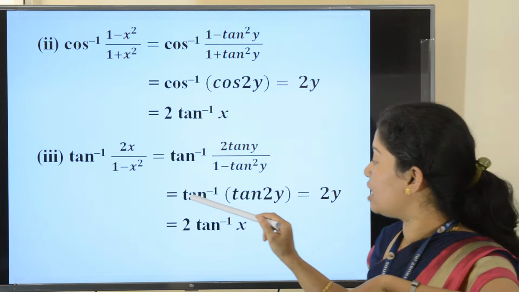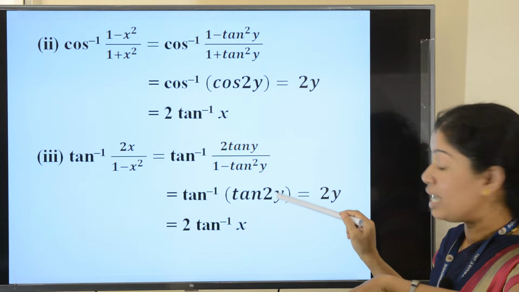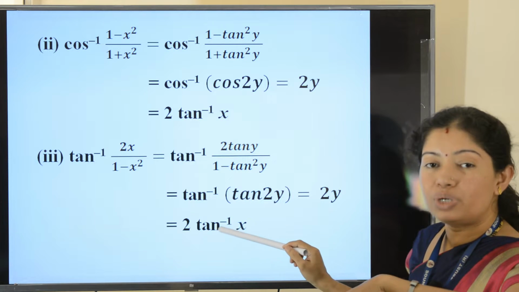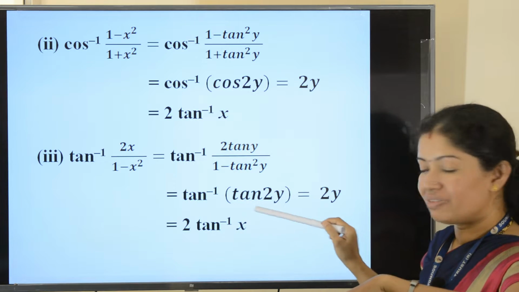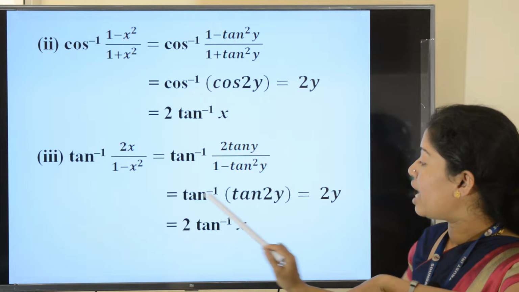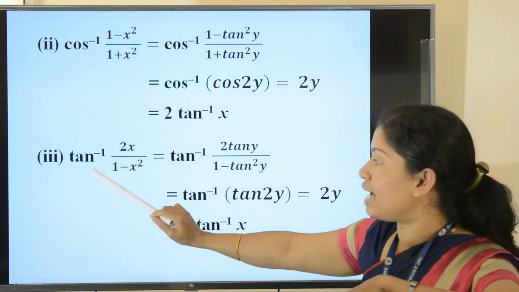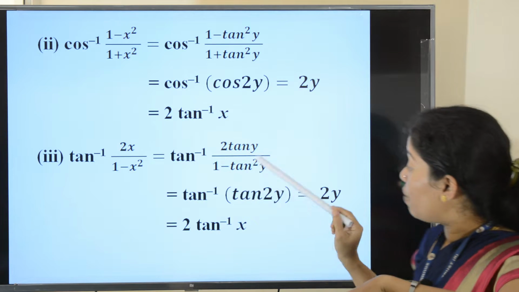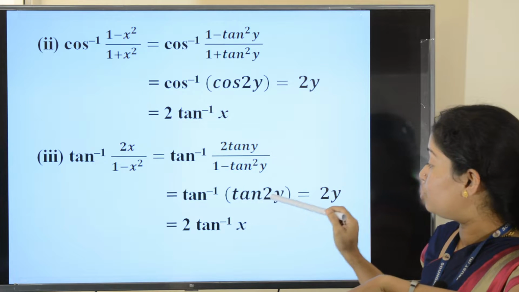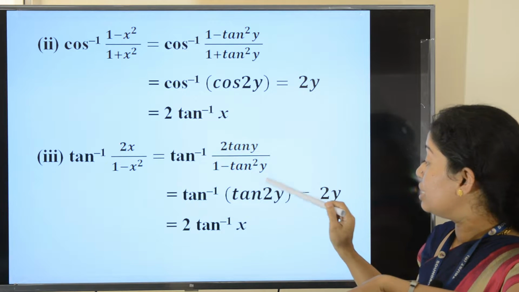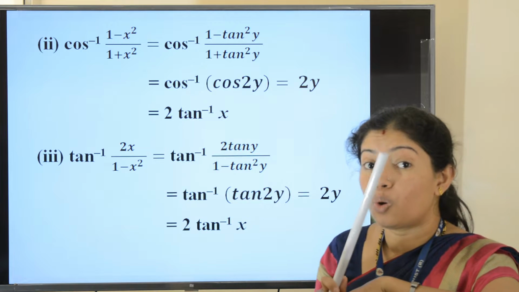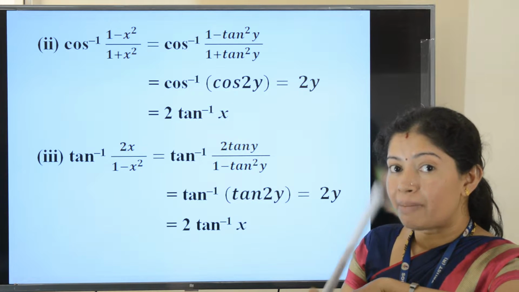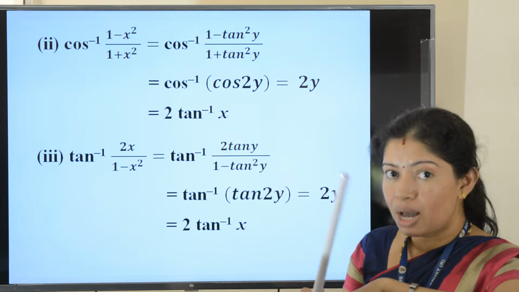So we now have tan inverse of tan 2y, which can be written as 2y, and that is equal to 2 times y, which is nothing but 2 tan inverse of x. So we showed 2 tan inverse of x is equal to tan inverse of 2x divided by 1 minus x square. And we can write tan inverse of tan 2y as 2y, provided this 2y belongs to the open interval minus pi by 2 to pi by 2, because that is the range.